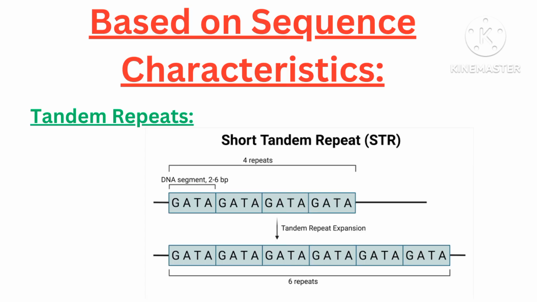Based on sequence characteristics: repetitive DNA accounts for 50% of the human genome. It consists of repeated sequences, with structural, regulatory, or unknown functions. 1. Tandem repeats: short sequences repeated adjacently. Includes microsatellites, short tandem repeats, STRs, and minisatellites.